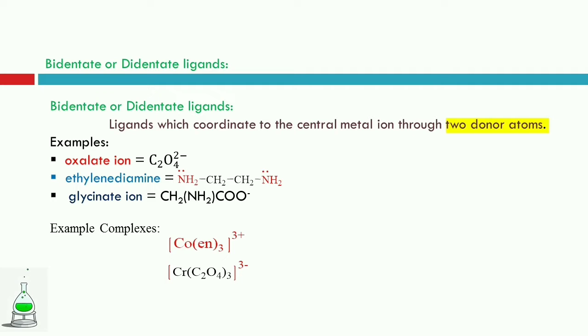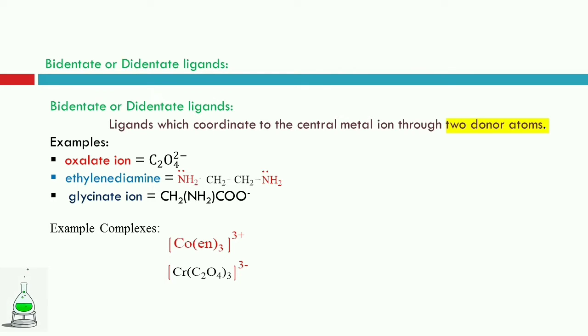Here I have mentioned some of the examples: oxalate ion C2O4 2 minus, ethylenediamine NH2CH2CH2NH2. Here both the nitrogen atoms are donor atoms. And one more example is glycinate ion CH2NH2COO minus. Here both COO minus and NH2 groups are attached to the CH2 carbon.